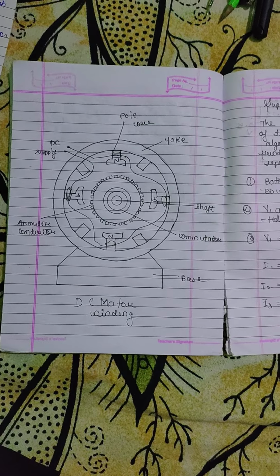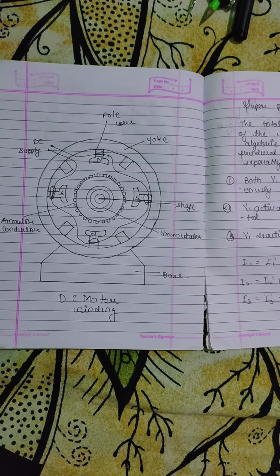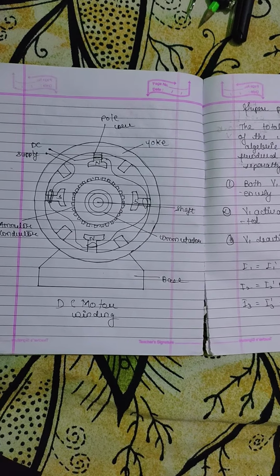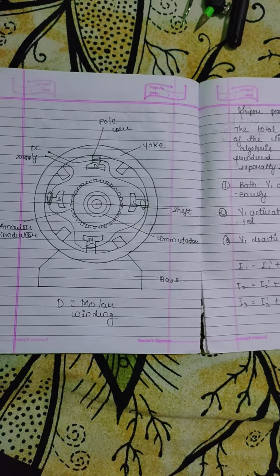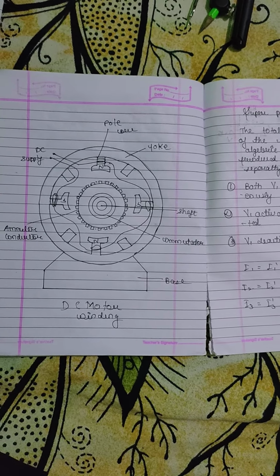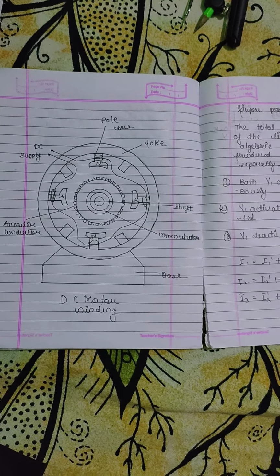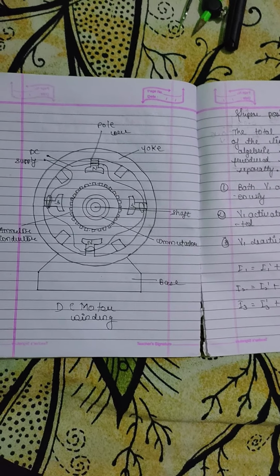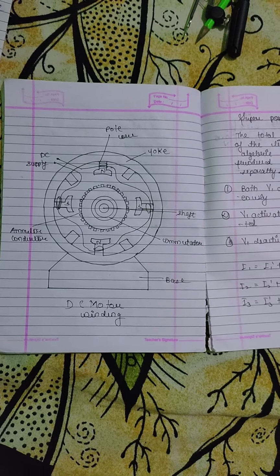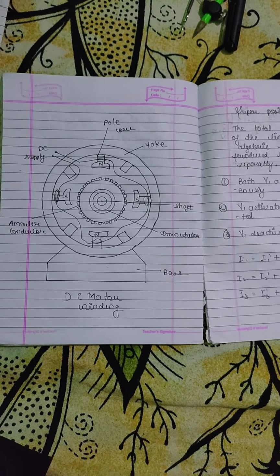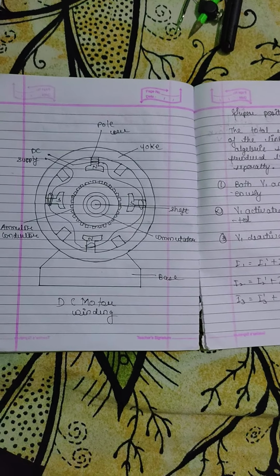The second part is the magnetic poles. The magnetic poles, there are four, which are projected outward for two purposes. The first purpose is to hold the winding, and the second is the magnetic field. As it is projected outwards, it provides a uniform magnetic field by means of the pole shoe. The third point is the armature core.